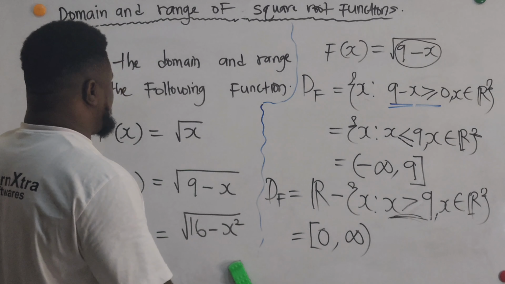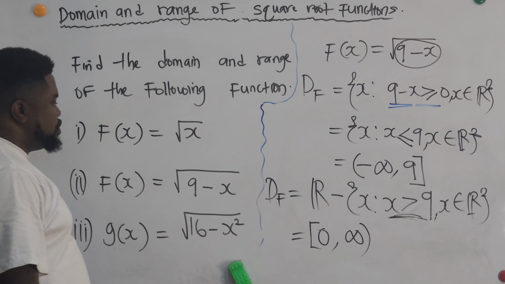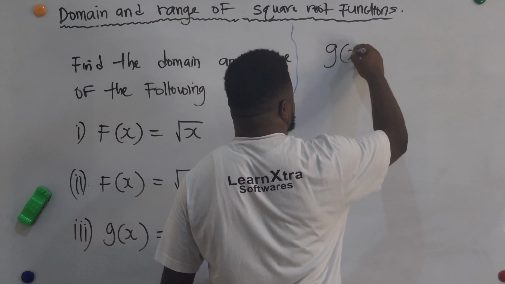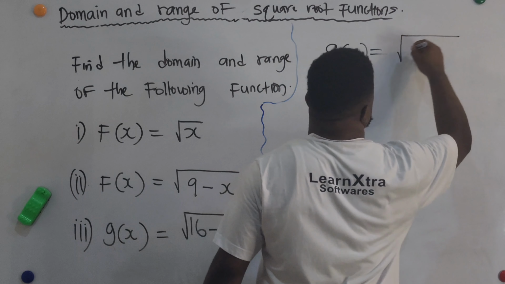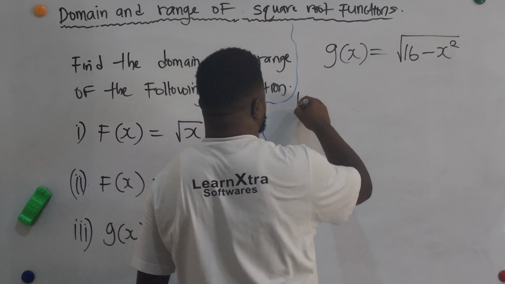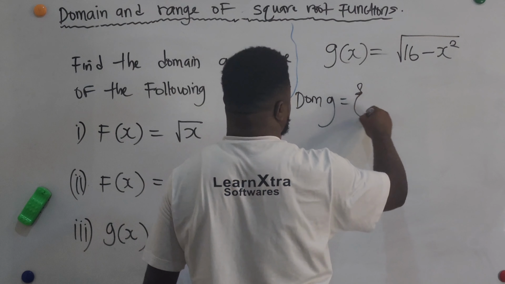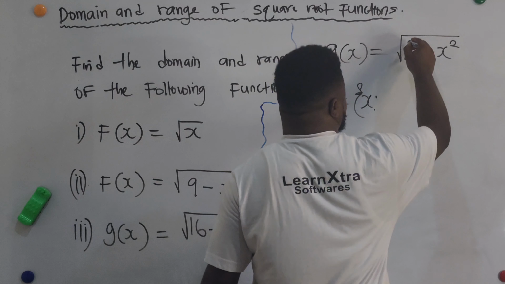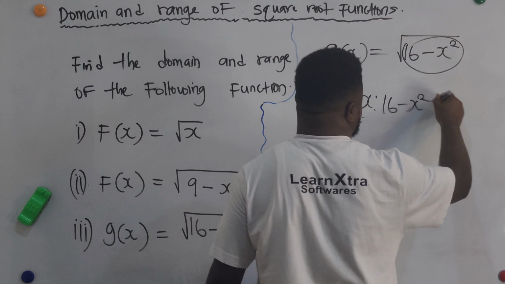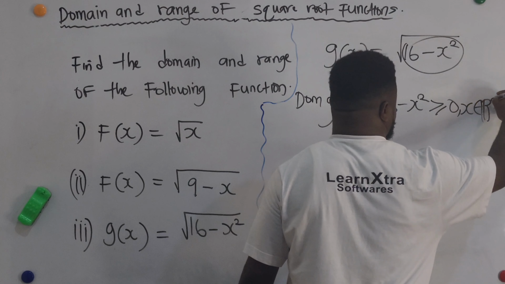Alright, that's it. Let's take one more example on the board. We have g of x equal to root of 16 minus x squared. Very simple. Now, dom g, we know dom g is that x should be such that the content of the square root, which is 16 minus x squared, should be greater or equal to 0. x is a member of real numbers.